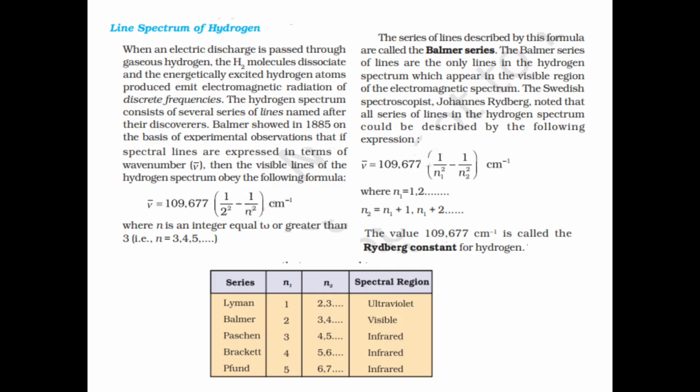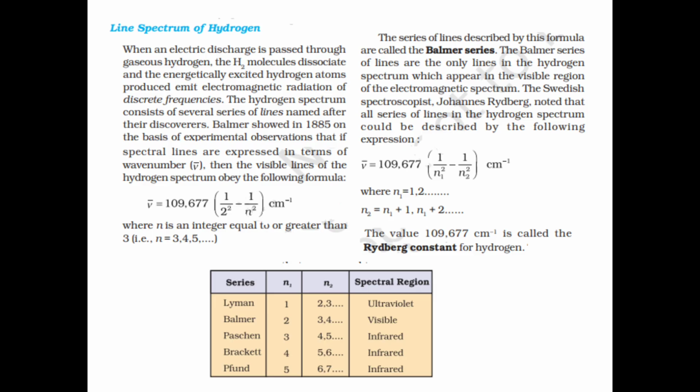The Swedish spectroscopist Johannes Rydberg noted that all series of lines in the hydrogen spectrum could be described by the following expression: nu bar equals 109677 times (1 by n1 square minus 1 by n2 square) centimeter inverse, where n1 equals 1, 2, 3, 4, etc., and n2 equals n1 plus 1, n1 plus 2, etc.